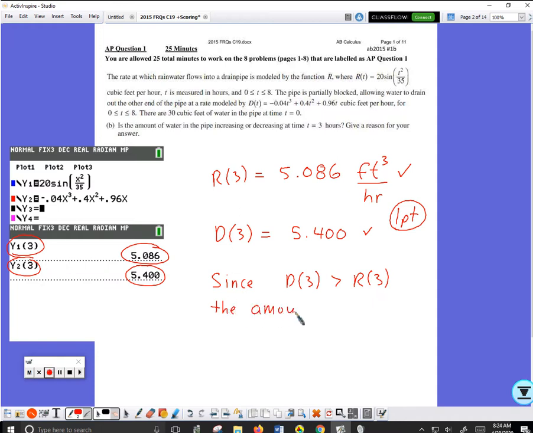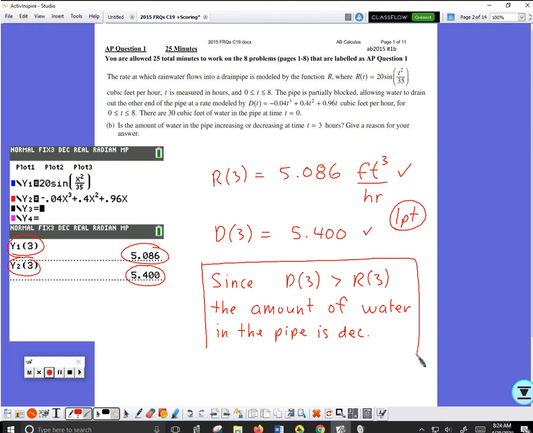This time I would have to write out the words amount of water in the pipe because I didn't define a variable A. So the amount of water in the pipe is decreasing. And if you have this phrase, they would also give you the point. So that's a second method of solving this particular problem. Either method is fine.